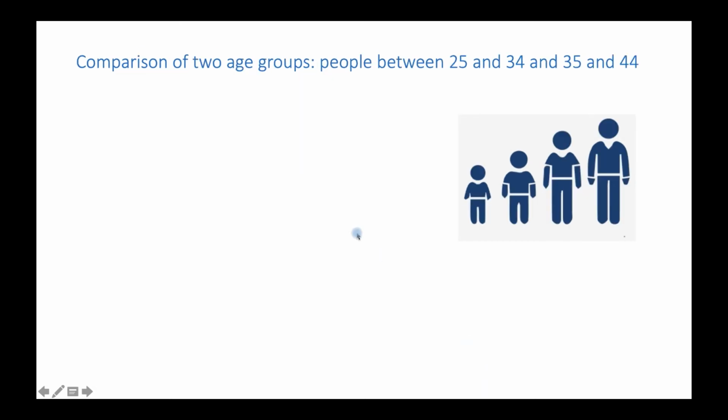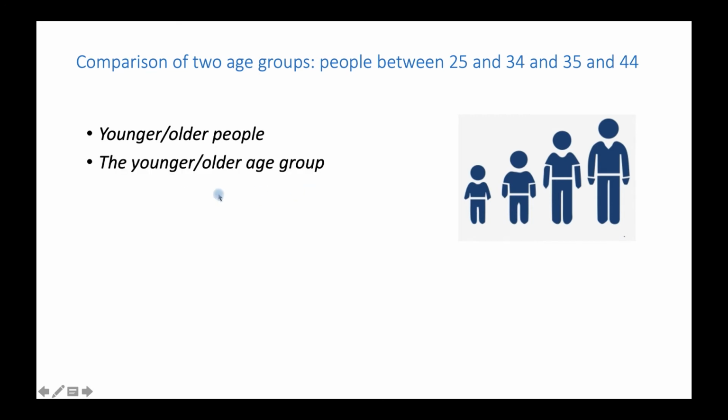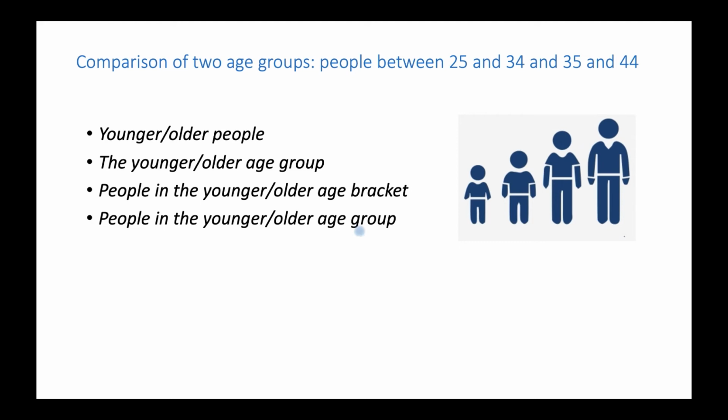When you have a comparison of two age groups, let's say a younger group where people are between 25 and 34, and an older one where people are between 35 and 44, you can refer to them in several ways. Younger people or older people, the younger age group or the older age group. You can also say people in the younger age bracket or people in the older age bracket. People in the younger age group or people in the older age group. And once again, any of these phrases can be used as the subject or object of a sentence.